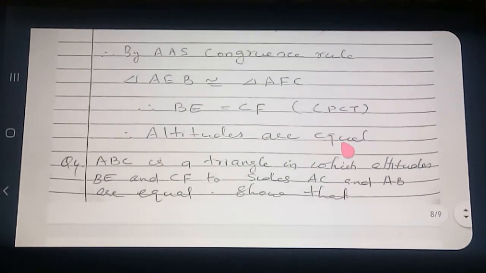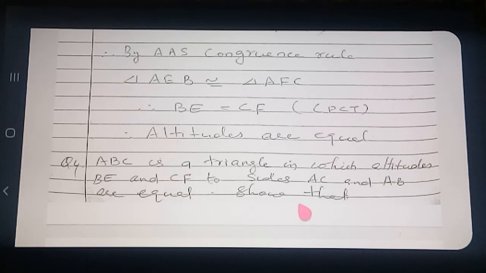See here, what is given? In triangle ABC, in which altitudes BE and CF to the sides AC and AB are equal. So question reading and understanding is a very important point. Some students will think AC and AB are equal. They will think sides AC and AB are equal. That is not the question. In which altitudes BE and CF to the sides AC and AB are equal. The meaning is, what is equal, given? BE and CF are equal, given.